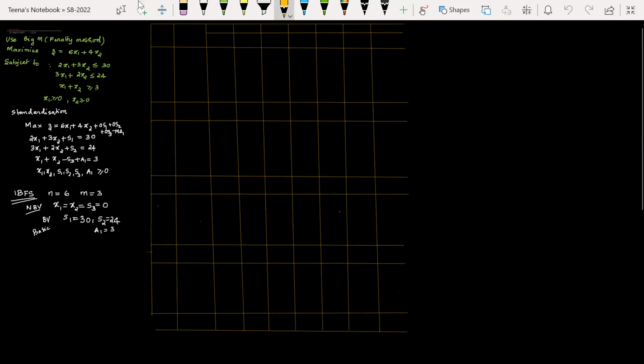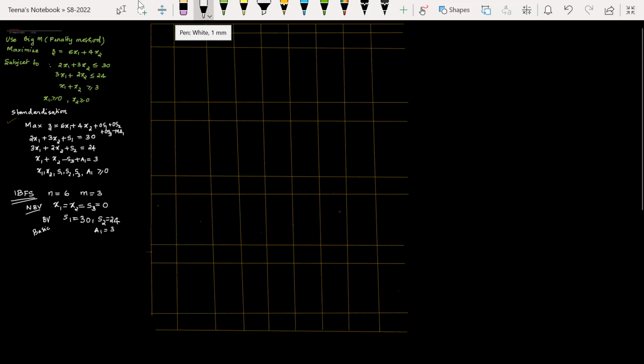Now in order to do this problem by Big M method, the first step that we have to do is standardization. In the standardization, we are converting the minimization problem to a maximization. If the problem is given as a minimization one, we have to get it converted to a maximization problem. Here the question is already given as a maximization problem itself, so no change is required in the initial stage.